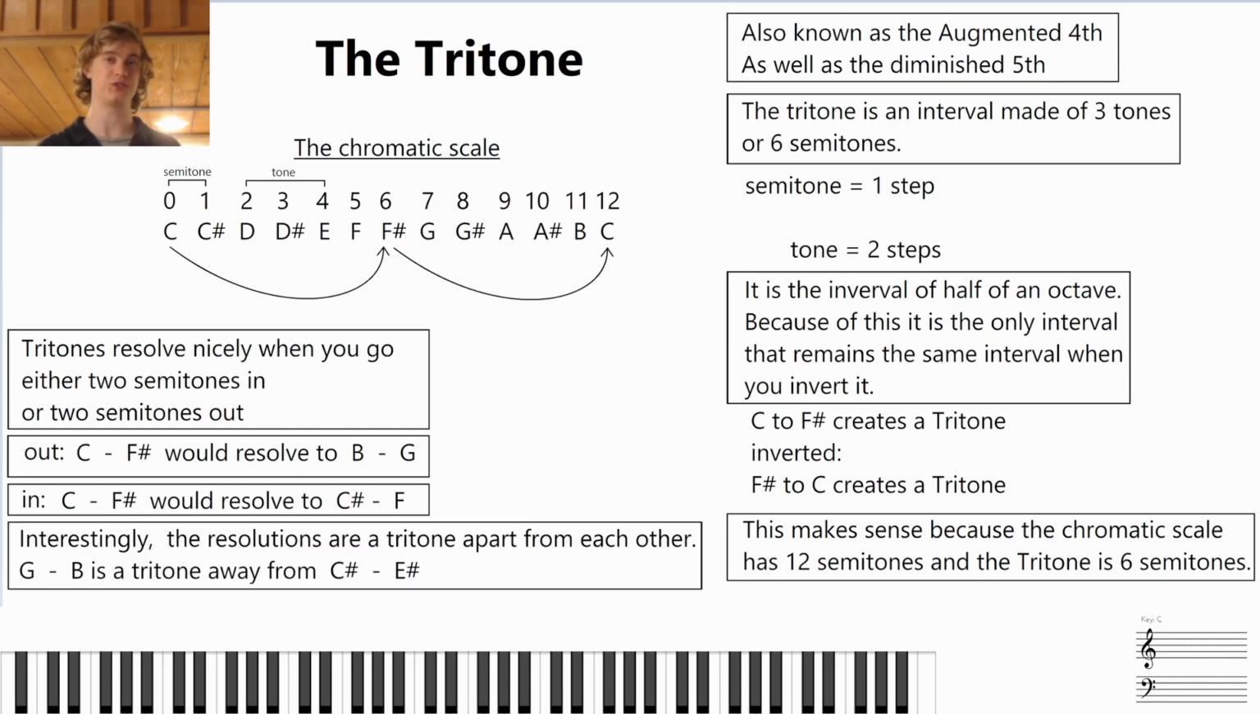Interestingly, the resolutions are a tritone apart from each other. So that G and that B is a tritone away from that C sharp to that E sharp. I called this note F and E sharp to make C sharp to E sharp that major third, instead of if I went C sharp to F, that would be a diminished fourth.